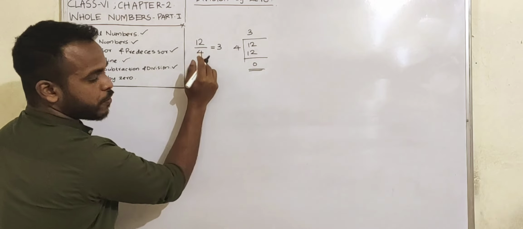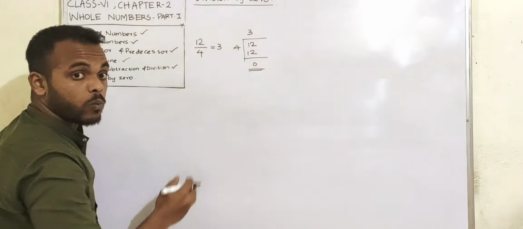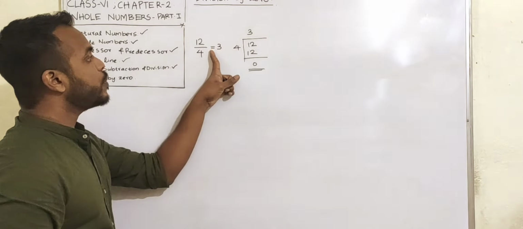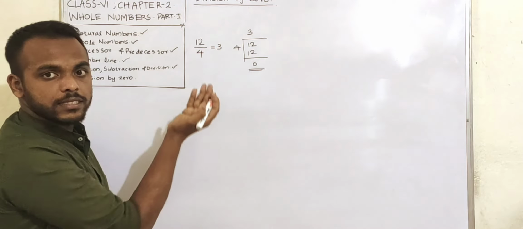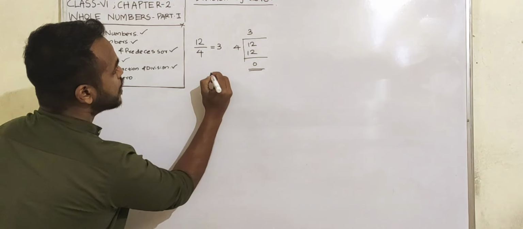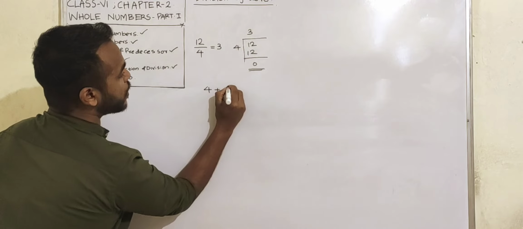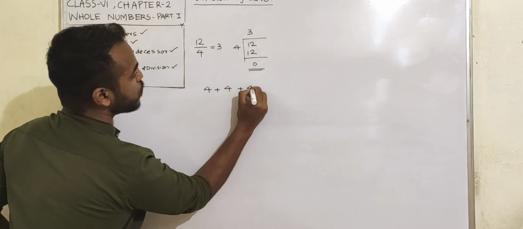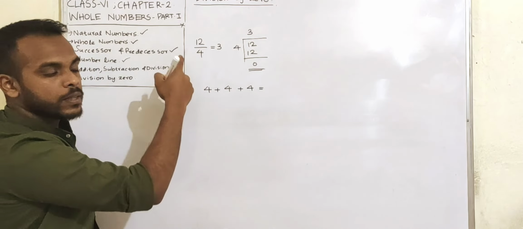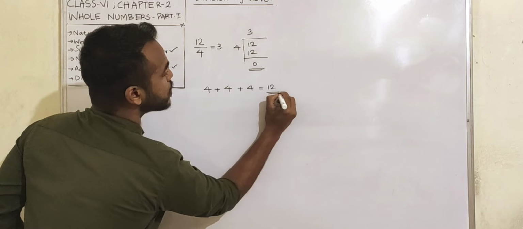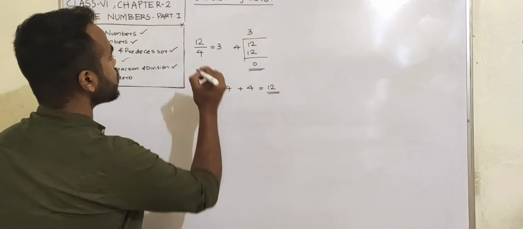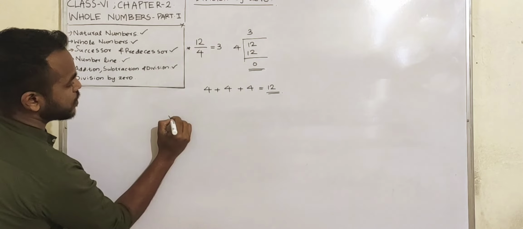Let's see whether it is true or false. The denominator is 4. How many times should 4 be added to get 12? And the answer says it's 3. Let's verify that. 3 times 4: 4 plus 4 plus 4. Will we get 12? 4 plus 4 is 8. 8 plus 4 is 12. So this is true.